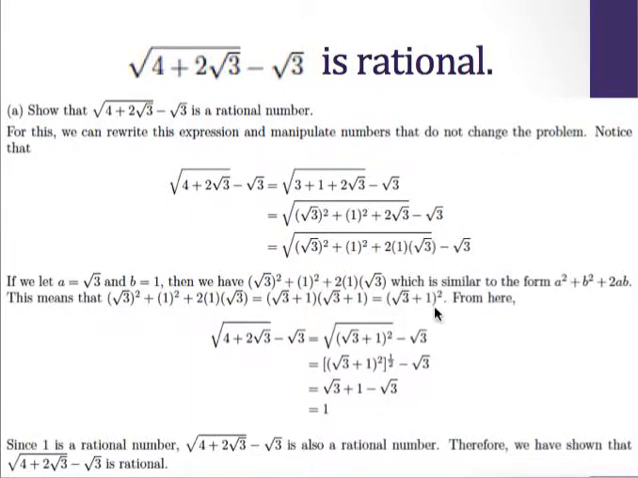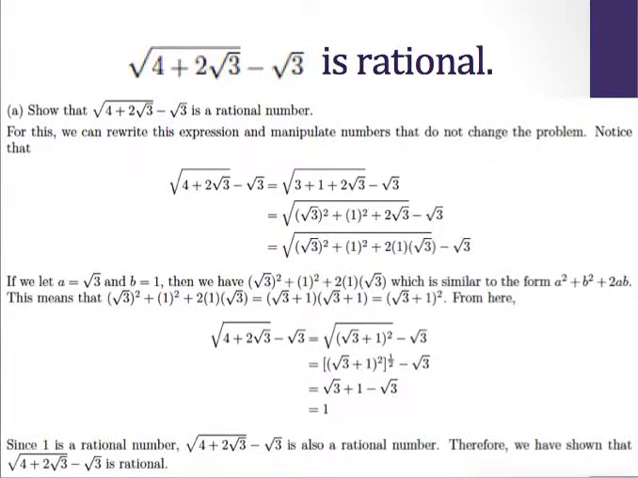And we can take this and substitute it into this part of our expression. So we have the square root of 4 plus 2 square root of 3 minus the square root of 3 equals the square root of the quantity square root of 3 plus 1 squared, minus the square root of 3. Then we're going to rewrite this again as the quantity of the square root of 3 plus 1 squared, all raised to the 1/2 power, minus the square root of 3. And this just simplifies into the square root of 3 plus 1, and then we have our minus square root of 3, and we get that this equals 1.